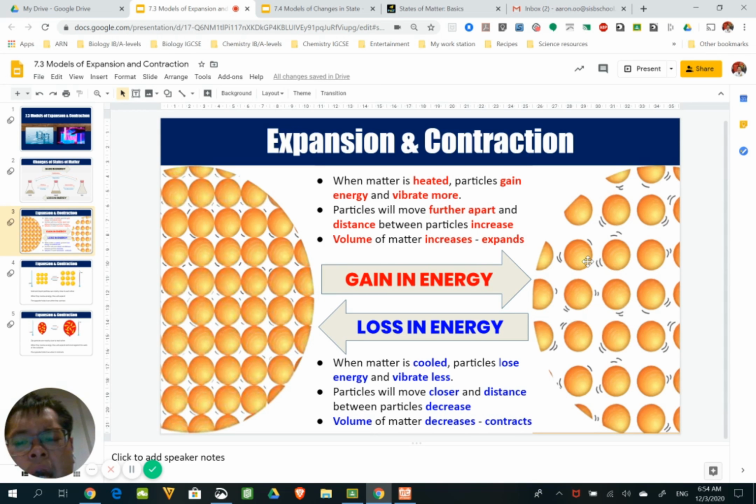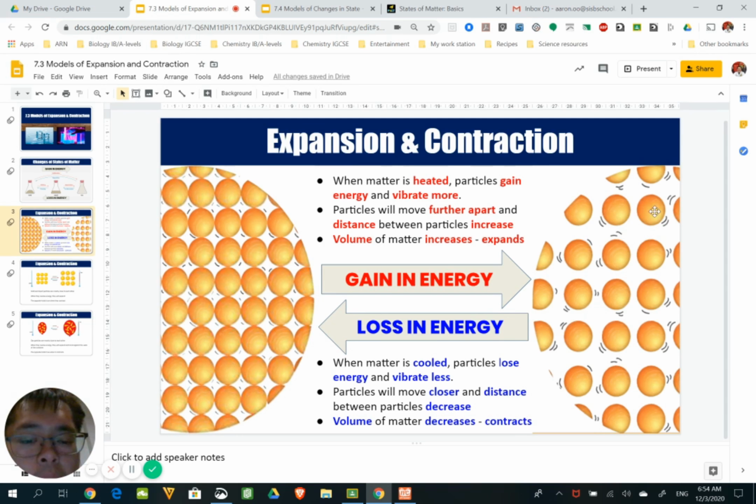The volume of matter has actually expanded in this case. You can see there's a little bit more space. That's why I had all the keywords in red, to notify you that heat energy is being provided. That means you're getting more and more heat.